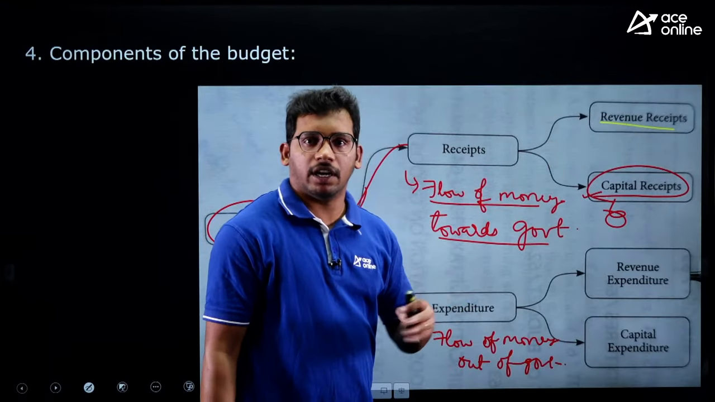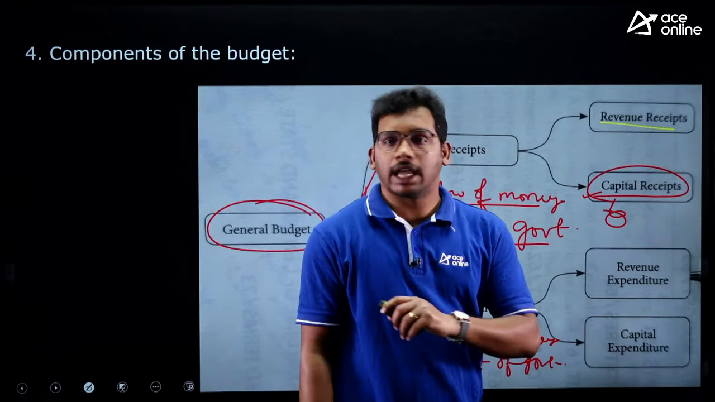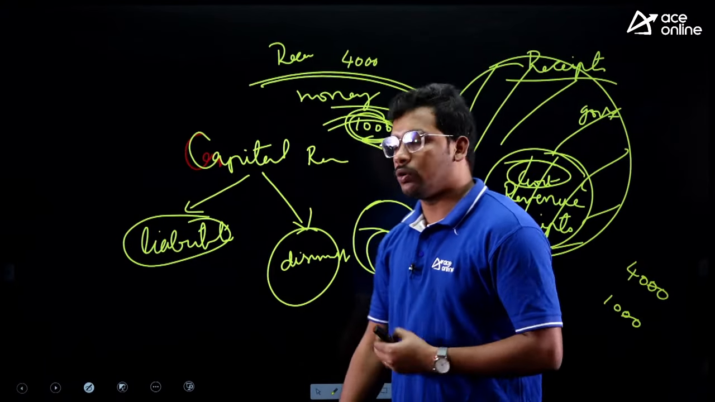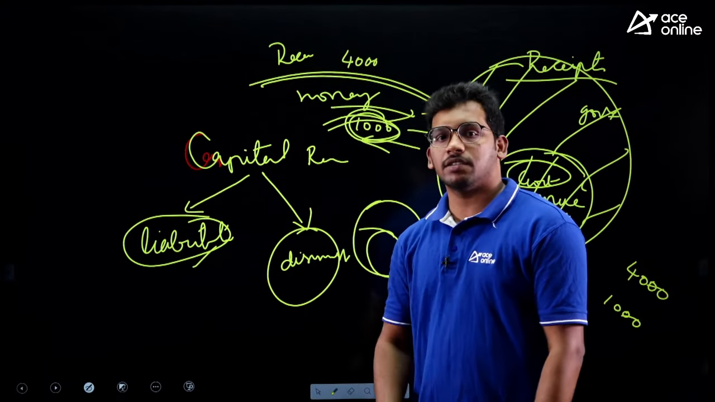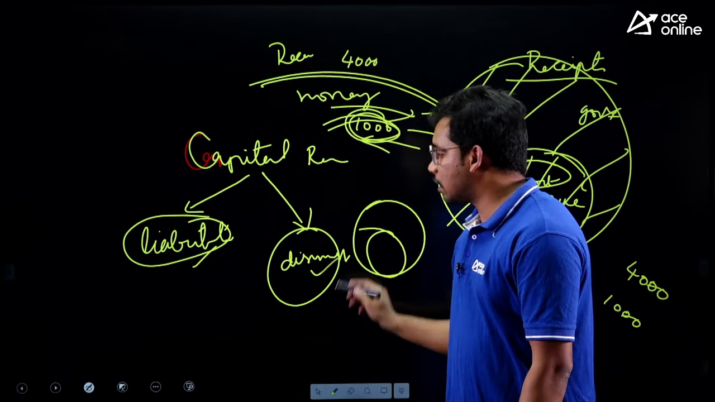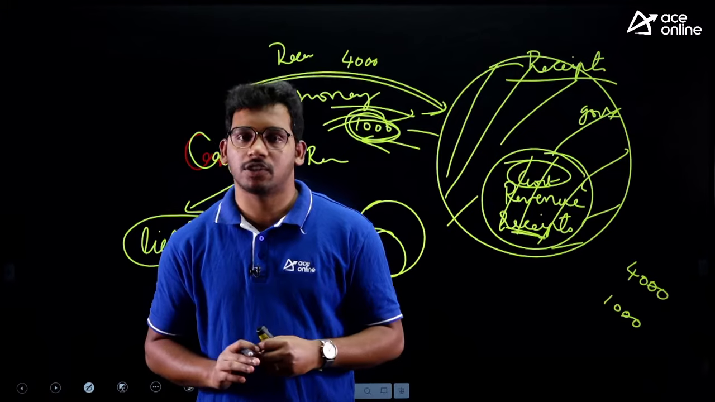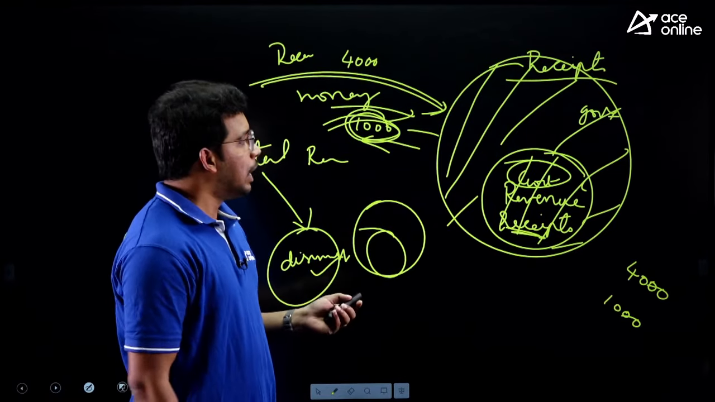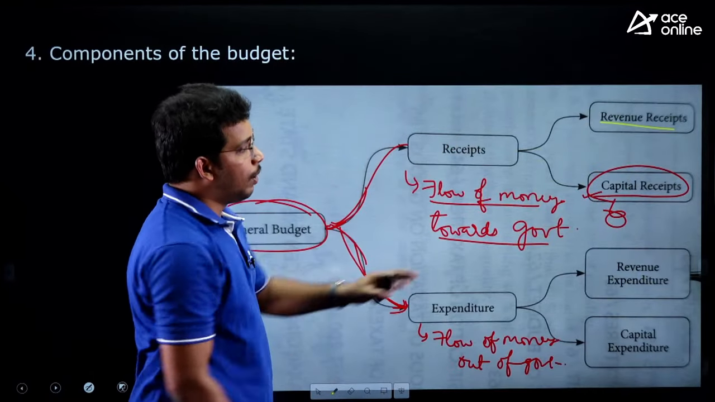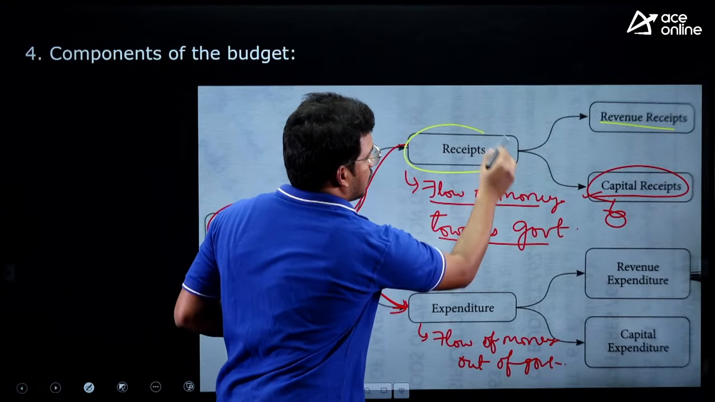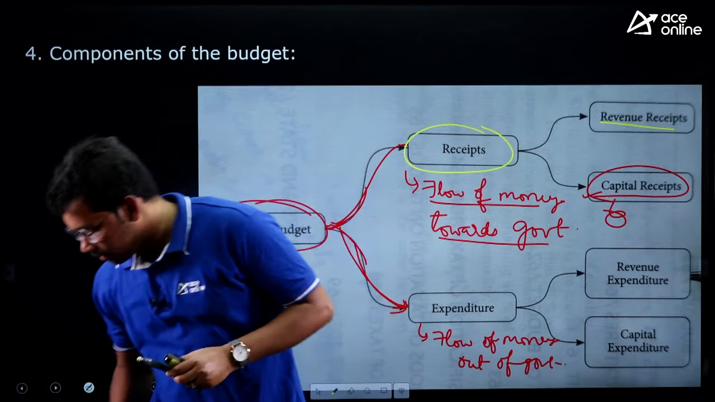Revenue receipts is very clear. It is a one way payment to the government. And capital, again two sub points: liabilities, where government has to pay back, and the other one is disinvestments, where government will sell their assets like PSUs to someone else, right? So in this way government will receive money towards the receipts here. These two I hope you are clear with.